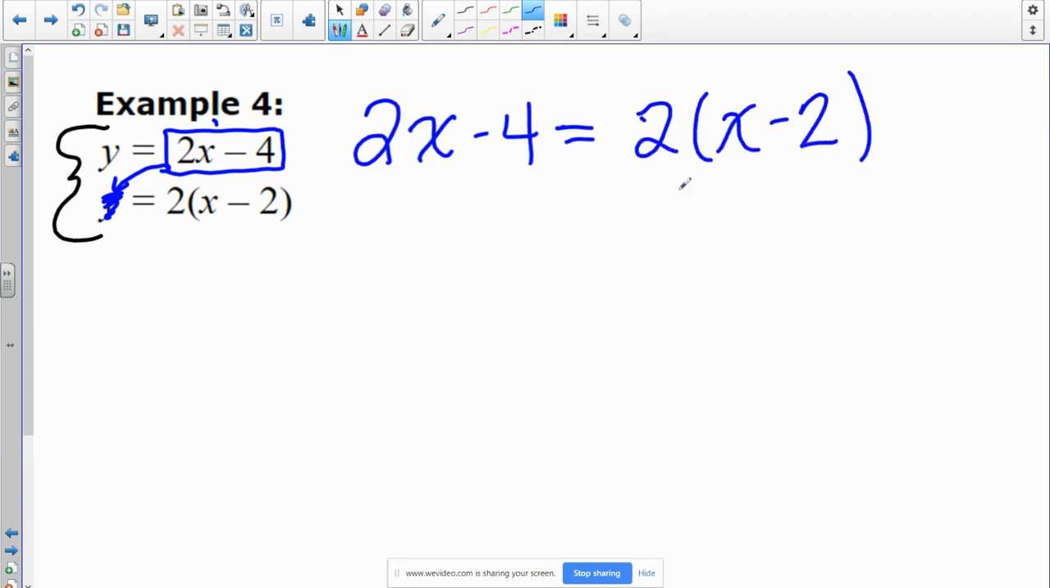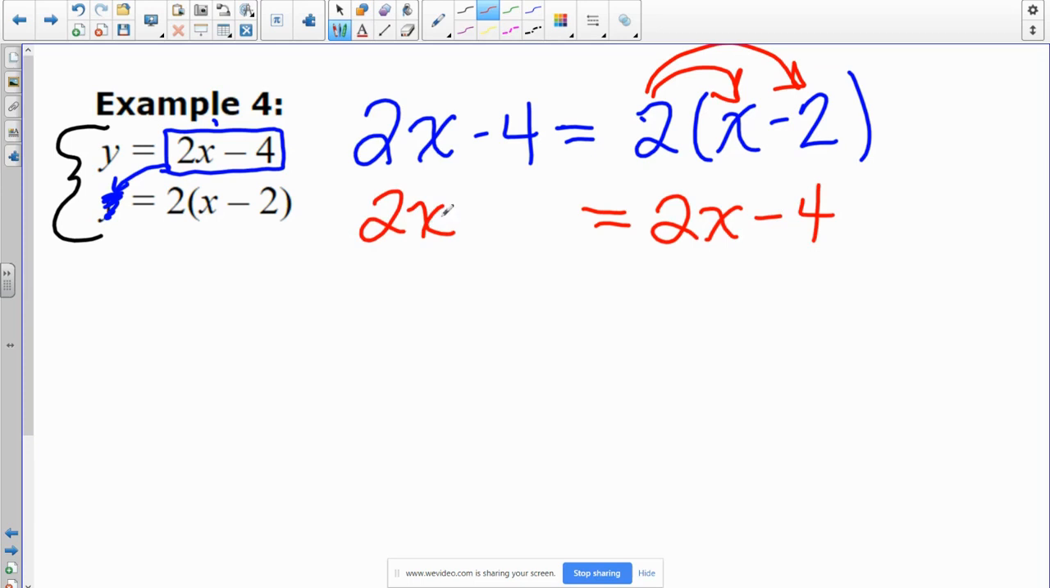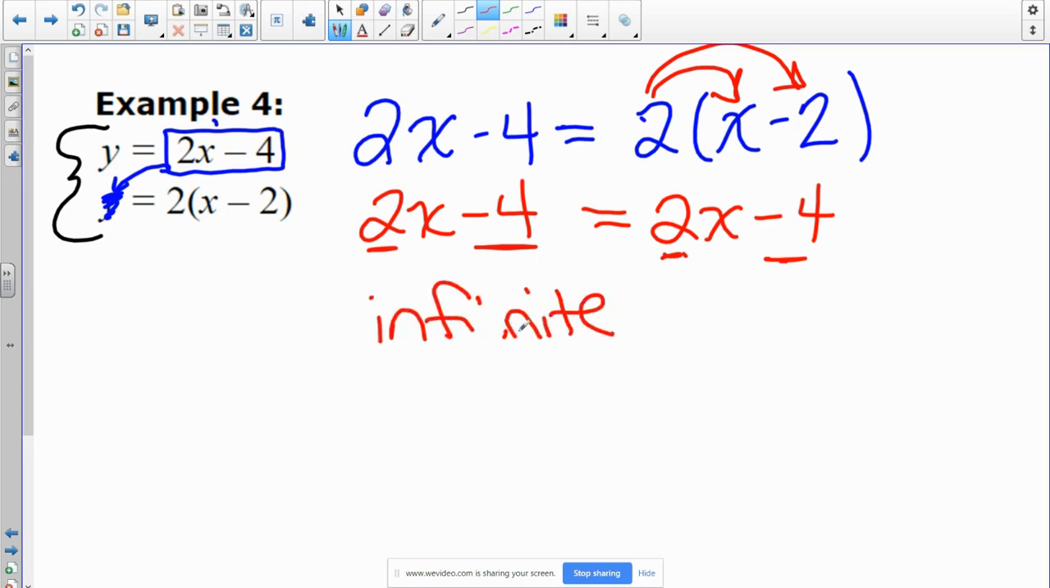This side's already simplified, so I'm going to work on the distributive property. I'm going to take 2 times x, 2 times -2, which is -4. So I have 2x minus 4. I'll drag down from the left side. That equals 2x minus 4. And I know from EE7, the last unit there, that if they have the exact same coefficients and the exact same constants, I have infinite solutions.